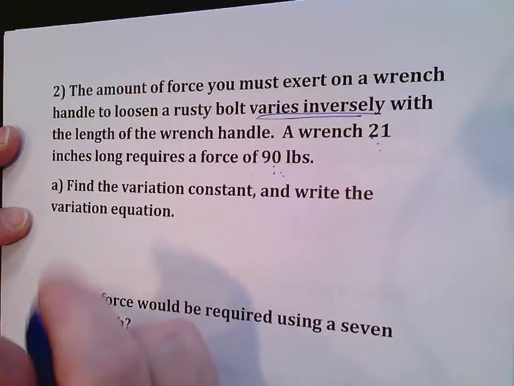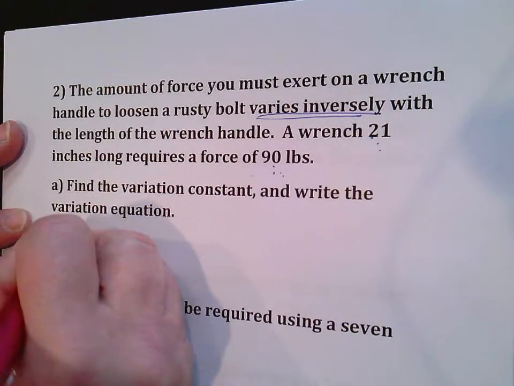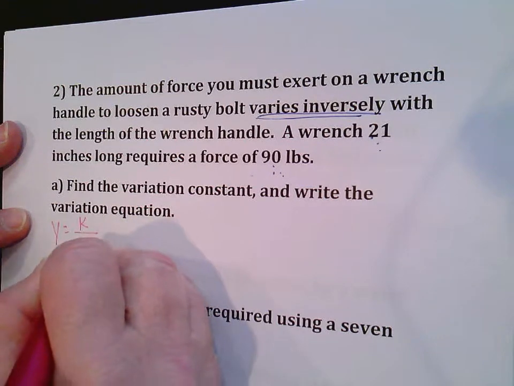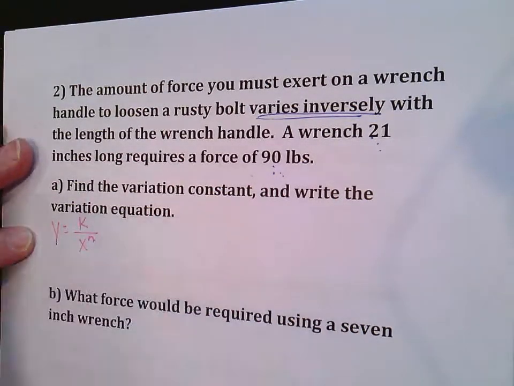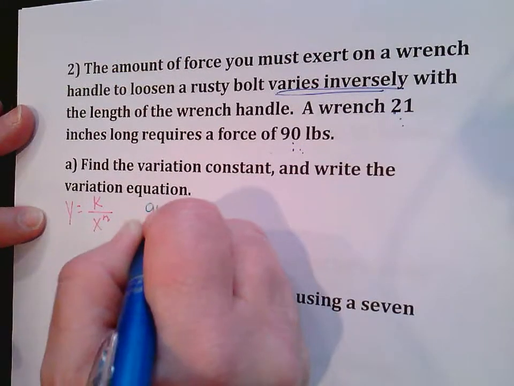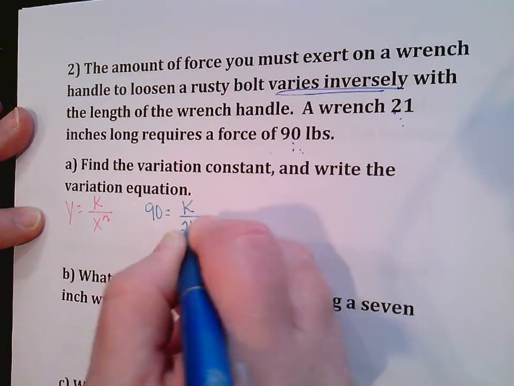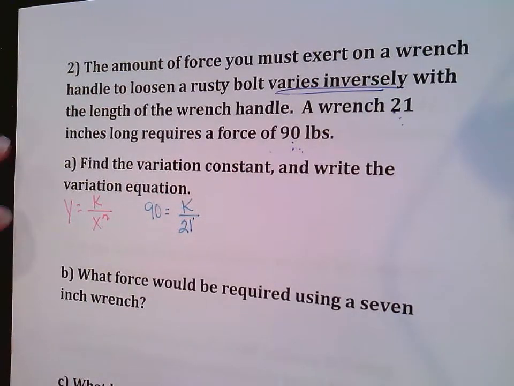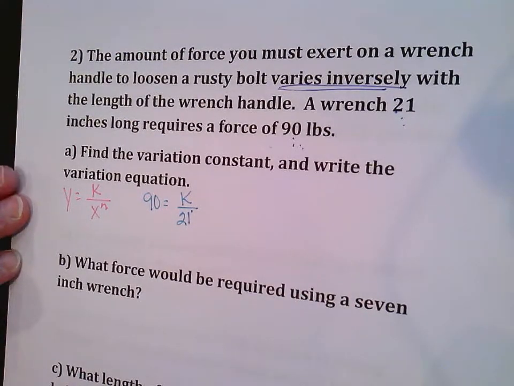My equation for inverse variation is y equals k over x to the n, this time with the x to the n on the bottom. It does not say whether it's squared or cubed, so that means it's going to be an n of 1. So when I plug this stuff in, my y, my output is 90, equals k over 21 to the first, because there's not a square or a cube or any kind of exponential variation on it.